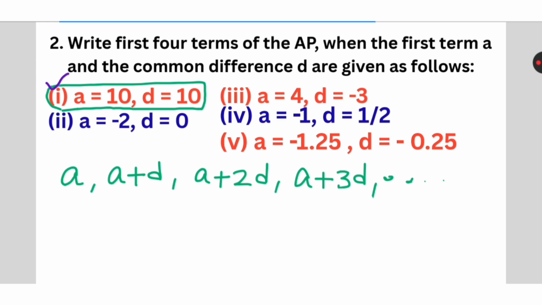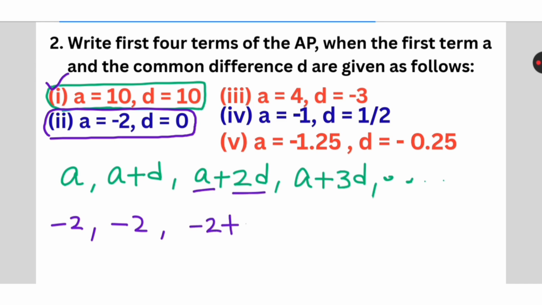Now let's write for the second question, which is A is minus 2 and D is 0. So A is minus 2, then the second term is minus 2 plus 0, which gives only minus 2. The third term is A, minus 2, plus 2D, so 2 times 0 gives only 0 here, so the third term is minus 2. The fourth term also is A, minus 2, plus 3D, and 3D is 3 times 0, which gives 0 only, so we are left with only minus 2 here. So the fourth term is also minus 2. These are the first 4 terms of the second question.